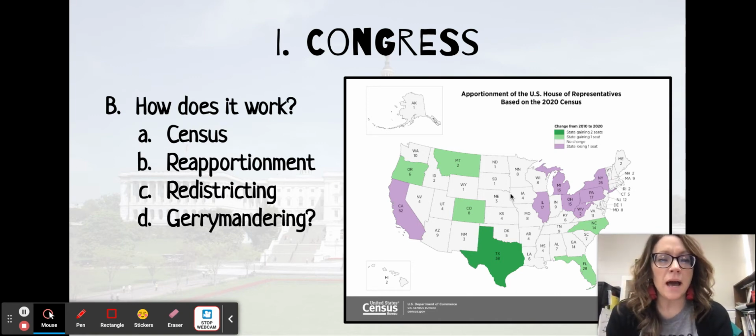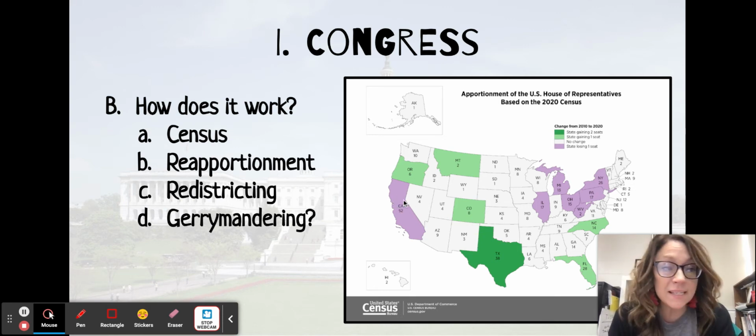If you look at this map on this slide here, you're going to see purple, green, and grayish, okay? If you look at Texas, Texas is dark green. Texas actually gained 2 seats as a result of the 2020 census. If you look at California, for the first time in a long time, California actually lost a seat as a result of the 2020 census.